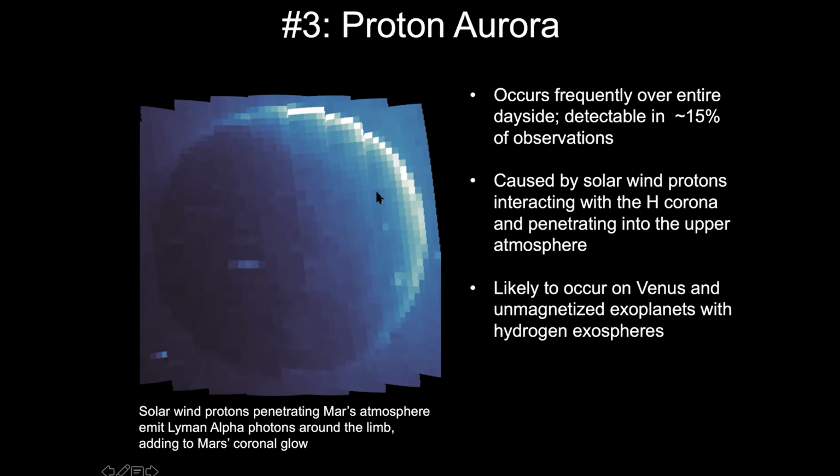So this has been observed very frequently, and it's likely to occur on Venus, although the right instrumentation hasn't been there to measure it. And unmagnetized exoplanets with hydrogen exospheres likely also have this. I should have mentioned, by the way, when I talked about the global aurora seen on Mars, that's also very likely to happen on Venus. There have been ultraviolet measurements that indicated that from Pioneer Venus orbiter. And I hope the future Venus missions will be able to make those measurements as well.